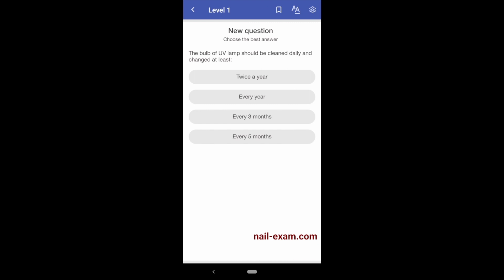The bulb of a UV lamp should be cleaned daily and changed at least. Answers: A. Twice a year. B. Every year. C. Every 3 months. D. Every 5 months. The answer is A.